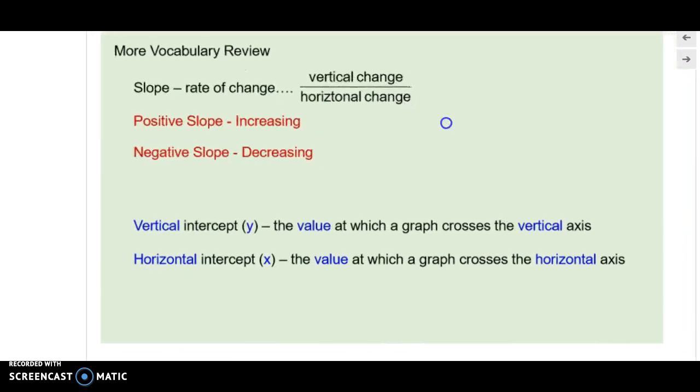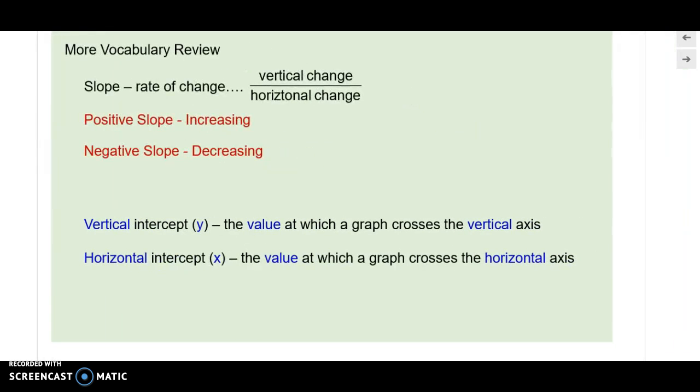And then slope, we define that as the rate of change. It's how much the vertical coordinate, the vertical change, changes in relation to the horizontal coordinate. We call something with a positive slope increasing. We call something with a negative slope decreasing. Again, they're interchangeable terms. We have to be very flexible and know what we're looking for. If it's looking for increasing, that's right, it's a positive slope that I'm looking for.